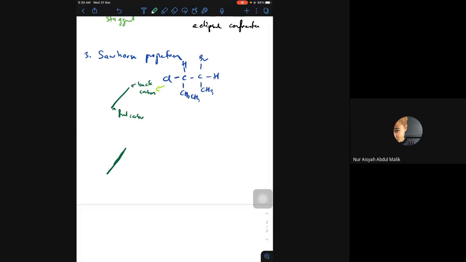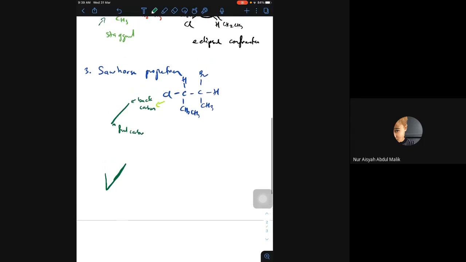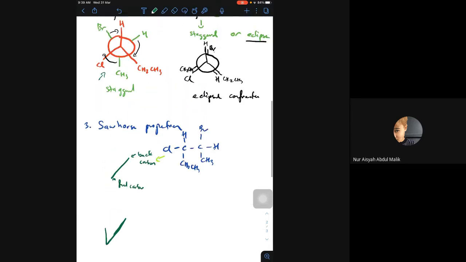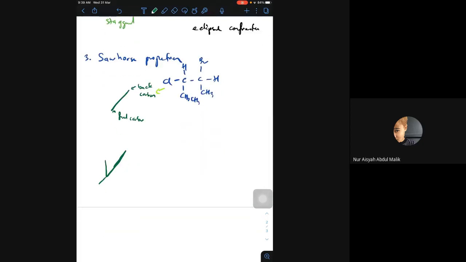So we start with the front carbon. Then you draw a straight line like this, to show a bond, which is the same as this hydrogen, which is straight. Then you have sort of like a leg. That's why this is called the sawhorse projection.